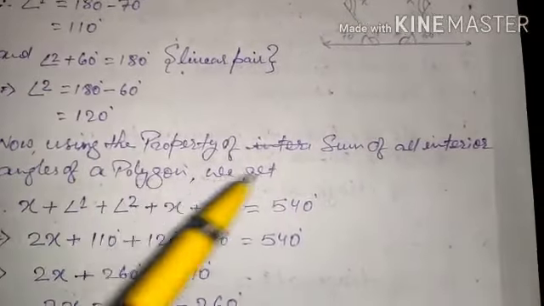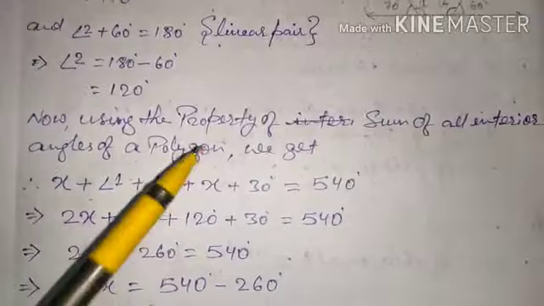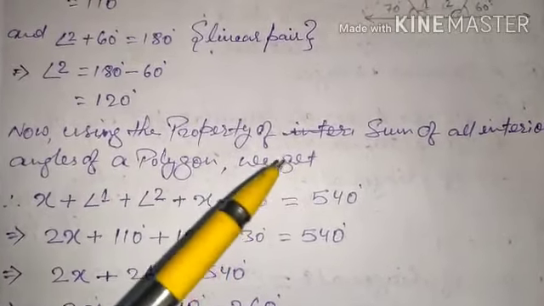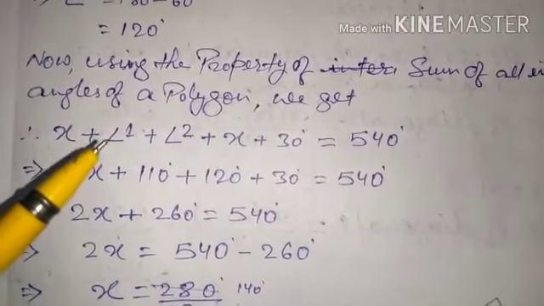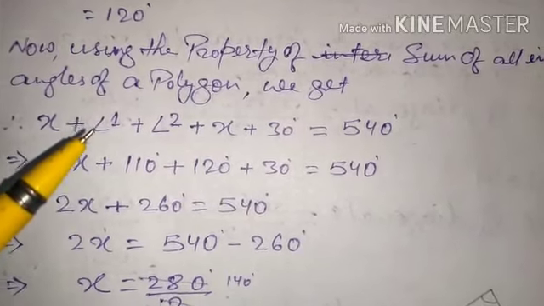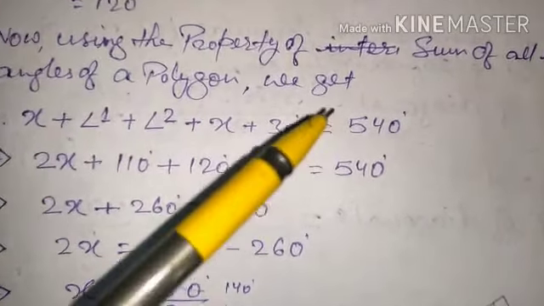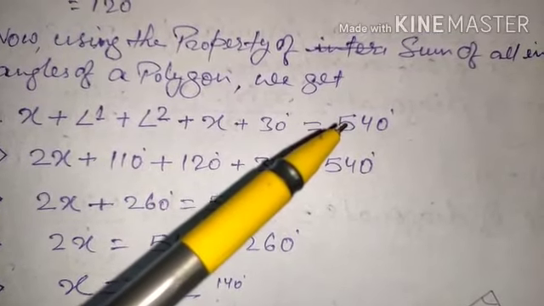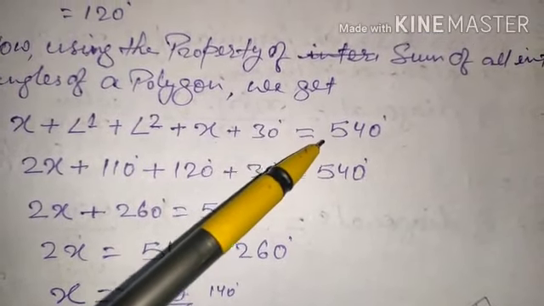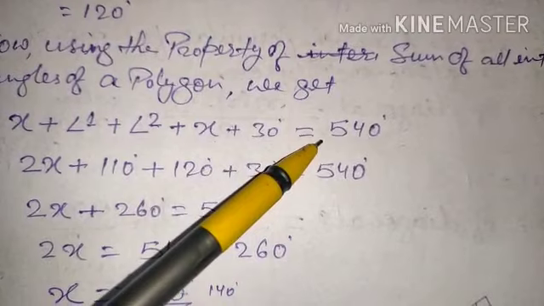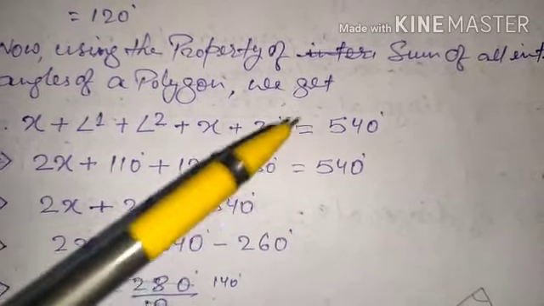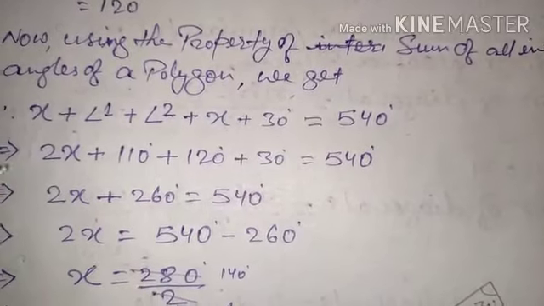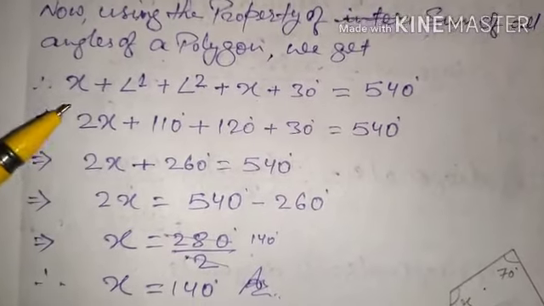Now using the property of the sum of all interior angles of a polygon, also called the angle sum property of the polygon, we get: here we have the pentagon, and earlier I discussed with you that the sum of all the interior angles of a pentagon will be 540 degrees. If you have any problem, you can find this value with the help of the formula n minus 2 into 180 degrees. In place of n you substitute 5, so 5 minus 2 into 180, 3 into 180, it becomes 540. Okay, now move on.